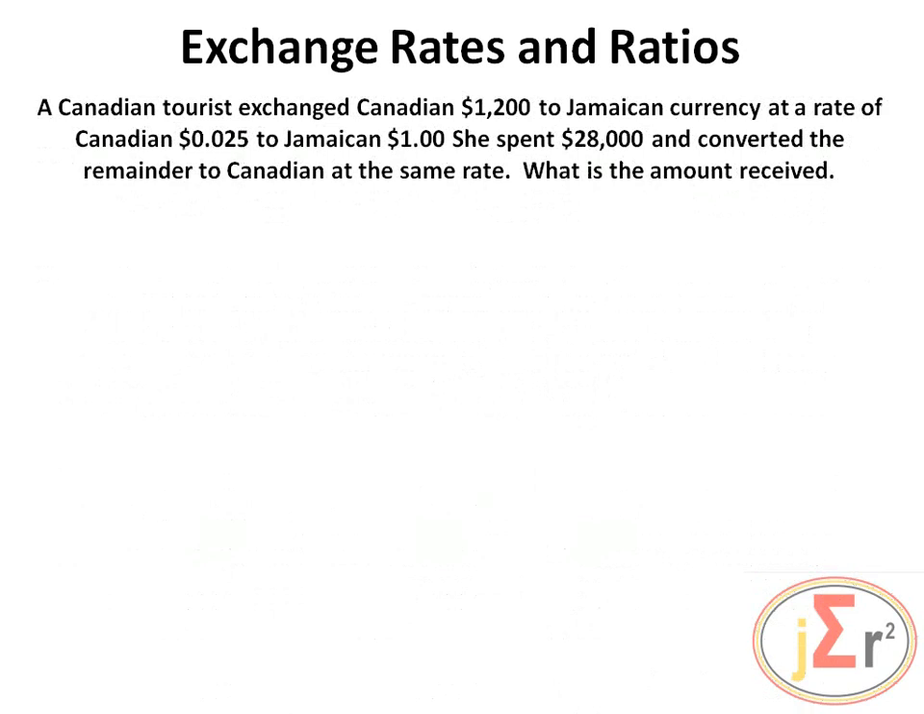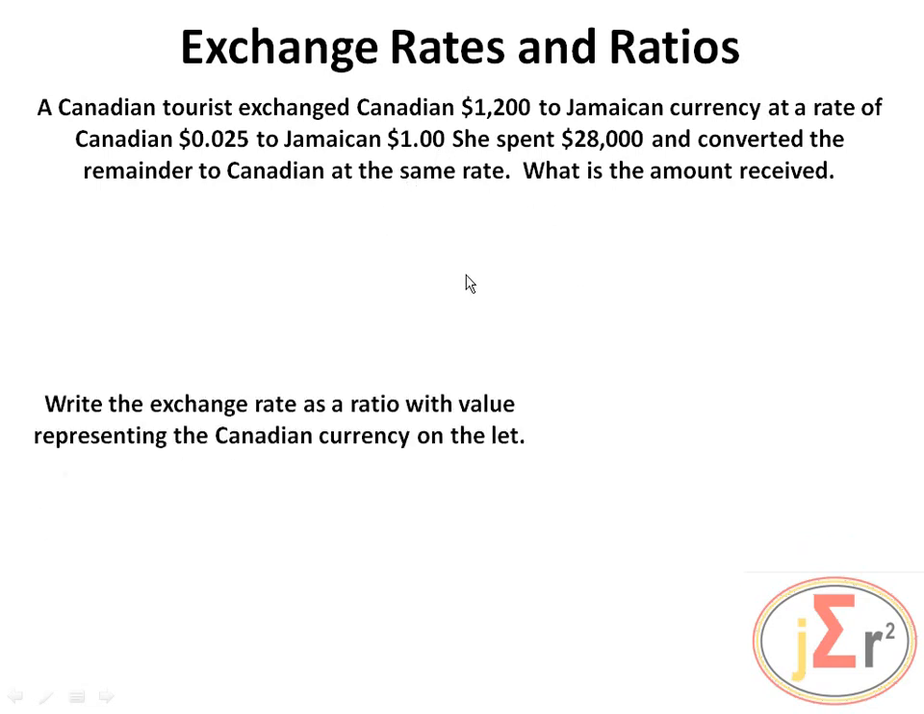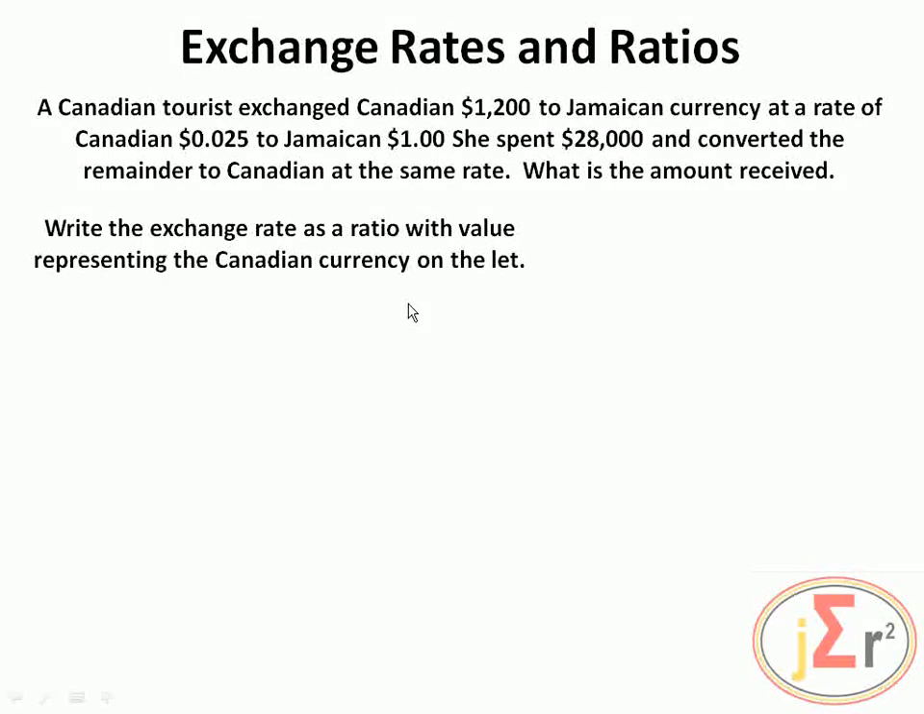Here is our next problem. A Canadian tourist exchanges Canadian $1,200 to Jamaican currency at a rate of Canadian $0.025, which turns out to be 2.5 cents, to Jamaican $1, and let us see what happens. Write the exchange rate as a ratio, and we are going to say the Canadian part is always on the left, the Jamaican is on the right.